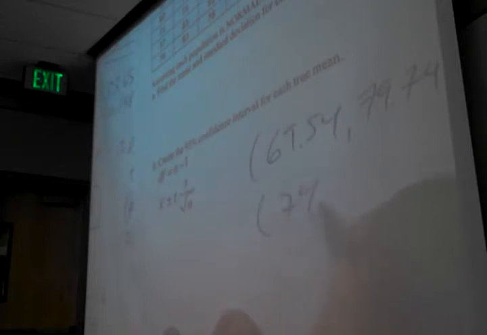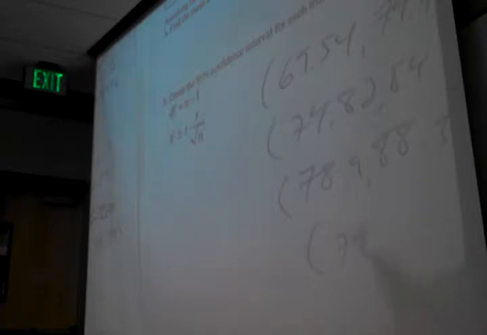Let's see. Let me collect them here on this other piece of paper so we can look at them. So we got 69.54 to 79.74, 74.82 to 84.28, 78.9 to 88.399, 79.72 to 93.4. Okay. So this kind of goes in order of 1, 2, 3, 4. So this is both from last semester, and then these two are from this semester.